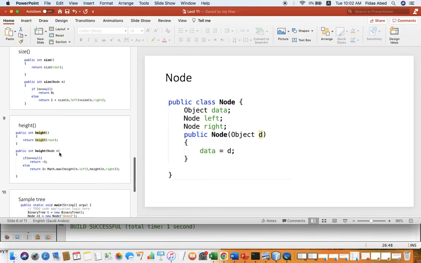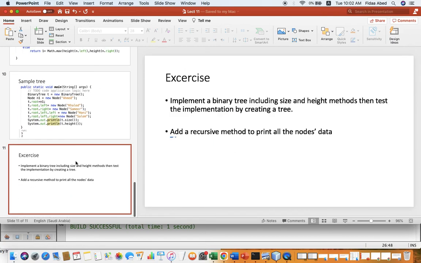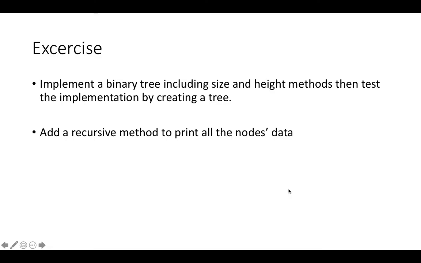So as an exercise, we need to implement a binary tree including the size and the height methods, and then test the implementation by creating a tree. And as an exercise, write a recursive method that prints all the node data. So in my example, I wanted to print all the names of the nodes that I have. So that's for today, and see you in the next video.